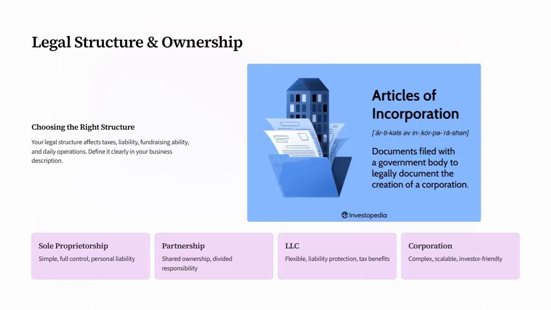Choosing a legal structure is more than an administrative decision. It shapes how the business is taxed, who carries liability, how ownership is shared, and how easily the company can raise funds. A sole proprietorship is simple and gives one owner full control, but personal liability remains. Partnerships share ownership and responsibility. An LLC offers flexibility, liability protection, and potential tax advantages. A corporation is more complex, but it can scale effectively and appeal to investors. Define the structure clearly in your business description because it influences both strategy and daily operations.